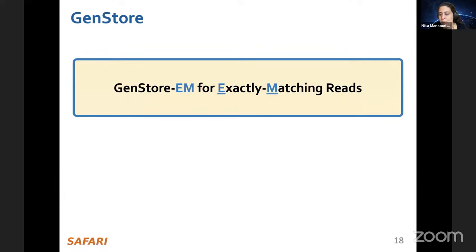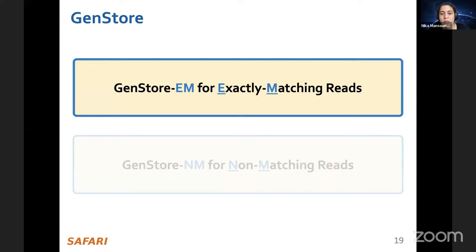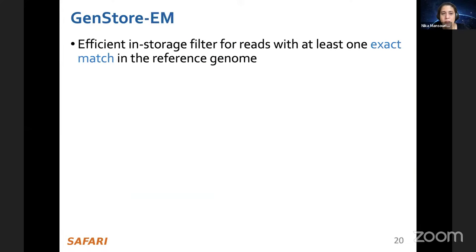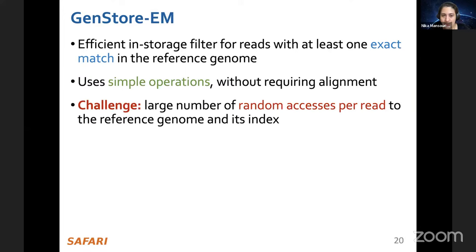So by analyzing these types of opportunities in read mapping for filtering reads, we designed GenStore in two parts. First is GenStore EM for exactly matching reads, and the other one is GenStore NM for non-matching reads. So let's go to GenStore EM first. GenStore EM is an efficient in-storage filter for reads that have at least one exact match in the reference genome. We use simple operations without requiring alignment, but there are some challenges that we address.